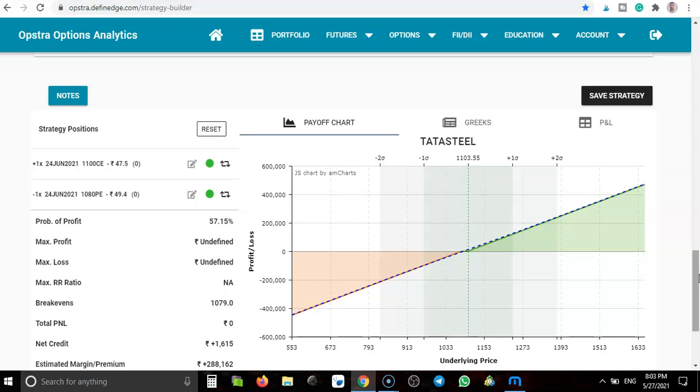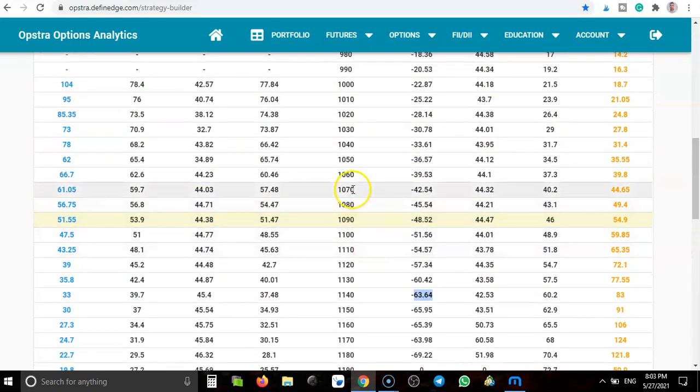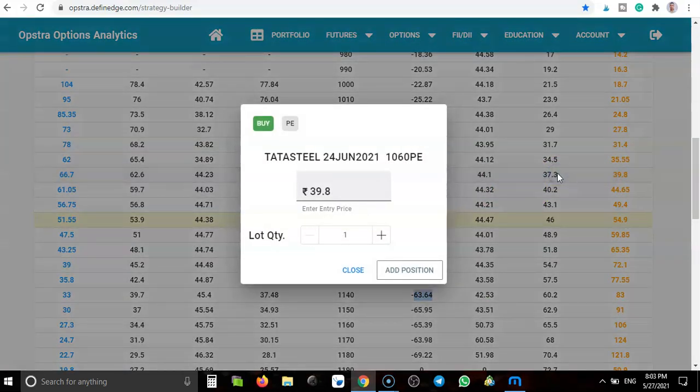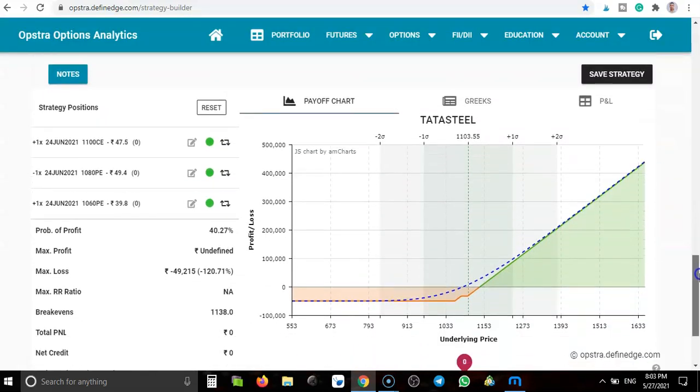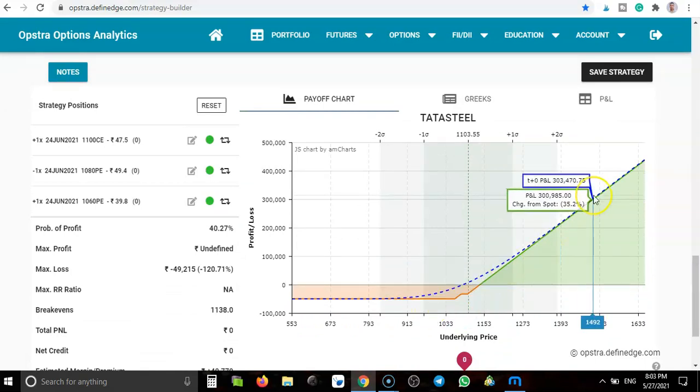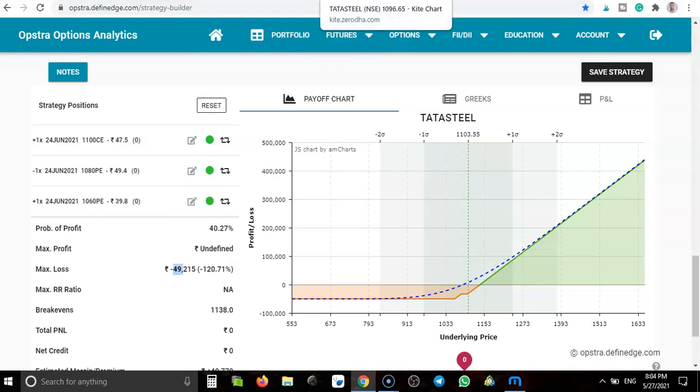To hedge my losses, I'll buy a put option. Now it looks very interesting. If price goes toward the upside, my profit will be unlimited. If price drops, loss will be very minimum. Most of the people here can see the maximum loss showing 49,000, and they think it's a big amount. But remember, I never hold my position till expiry, so everybody knows.